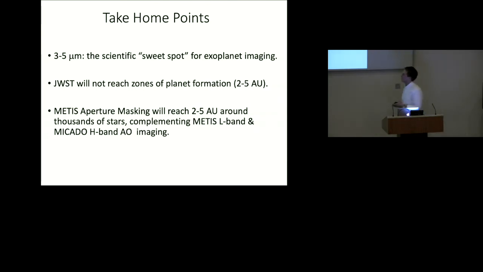planet formation. So I think sparse aperture masking on an instrument like METIS is going to reach 2 to 5 astronomical units around thousands of stars potentially, if you can get the observing time. And this is really going to complement conventional L-band coronagraphic imaging as well as H-band imaging on something like Mikado. And I'll leave it at that.